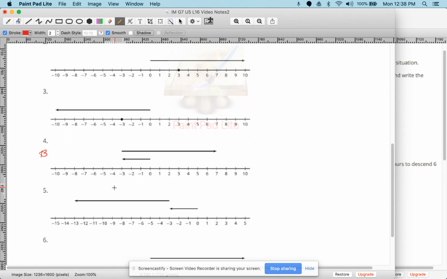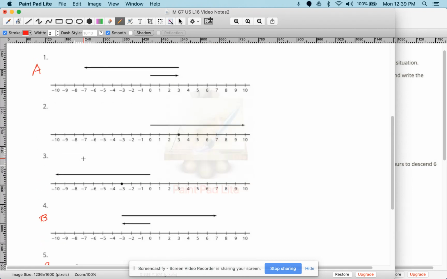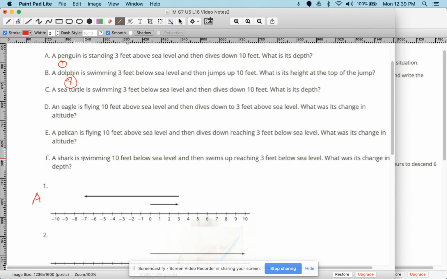So let's keep going. This one starts at -3 and it dives down 1, 2, 3, 4, 5, 6, 7, 8, 9, 10. So number 5 would be situation C. Starts at -3, dives down another 10 feet. So part C is 5. I'll write that here.